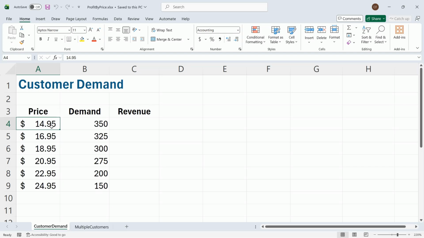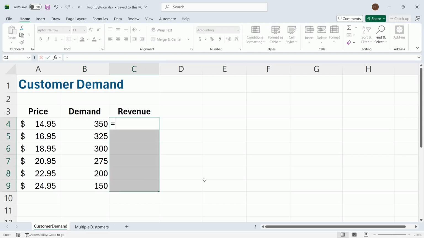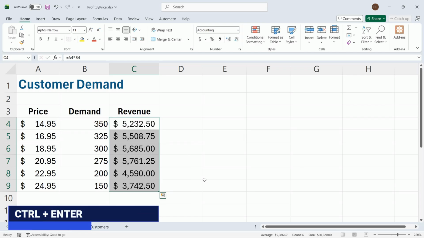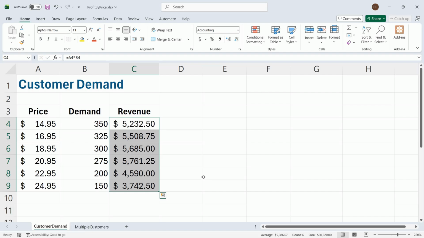So in this table, I have a series of prices and the number of customers that I believe will purchase based on that price. To maximize revenue, I want to multiply price by demand and then find the highest total in column C. I will select cells C4 through C9, then type equal, and I'll just multiply the value in column A, so A4 times B4. I have my cell selected, so I'll press Control Enter, and there I have my values.